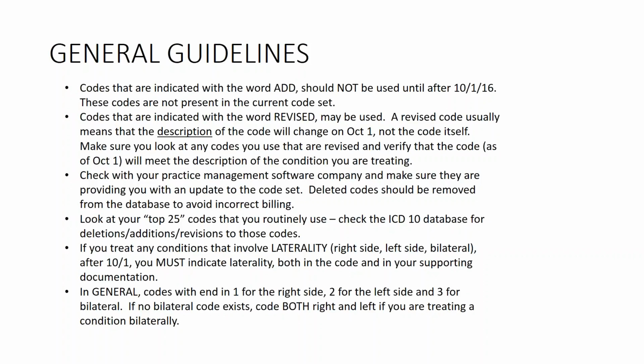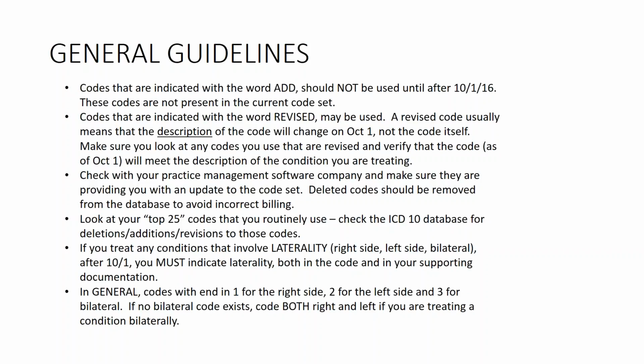Docs, my recommendation also would be to look at your top 25 codes that you routinely use. Now, what I talked about today was just some of the code changes from chapter 13, and I'll be talking about some of the things you need to be aware of in chapter 19, which is the code for injury and poisoning, which are the S codes that we also use routinely. But really look at your top 25 codes that you routinely use. Check the database, the revision database, for deletions, additions, or revisions to those codes.